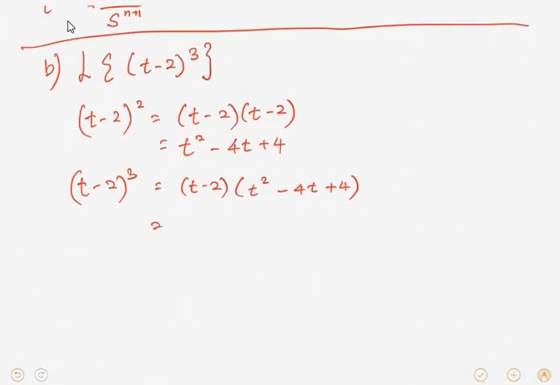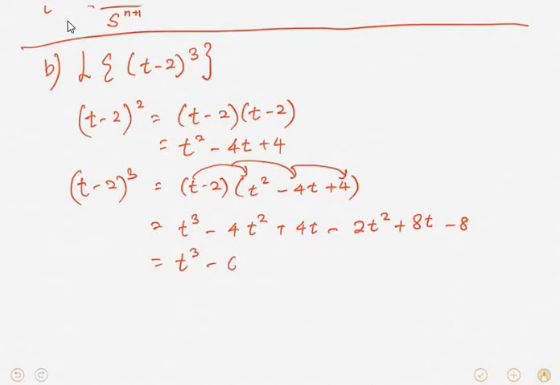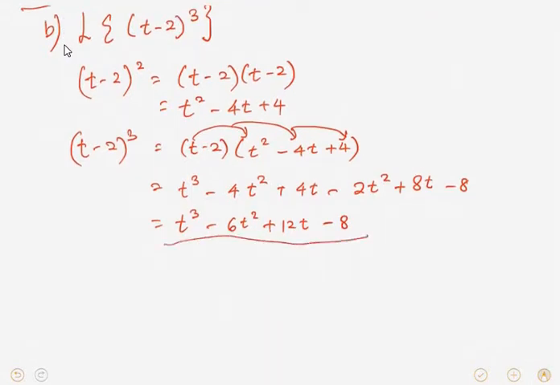If you multiply it out, you obtain t power of 3 minus 4t power of 2 plus 4t minus 2t squared plus 8t minus 8. So we obtain t power of 3 minus 6t squared plus 12t minus 8. So for (t minus 2) in brackets power of 3, you obtain this answer.